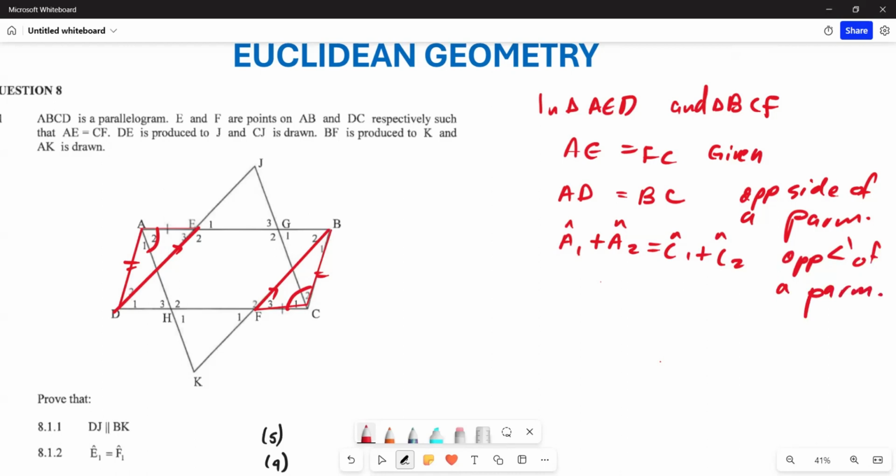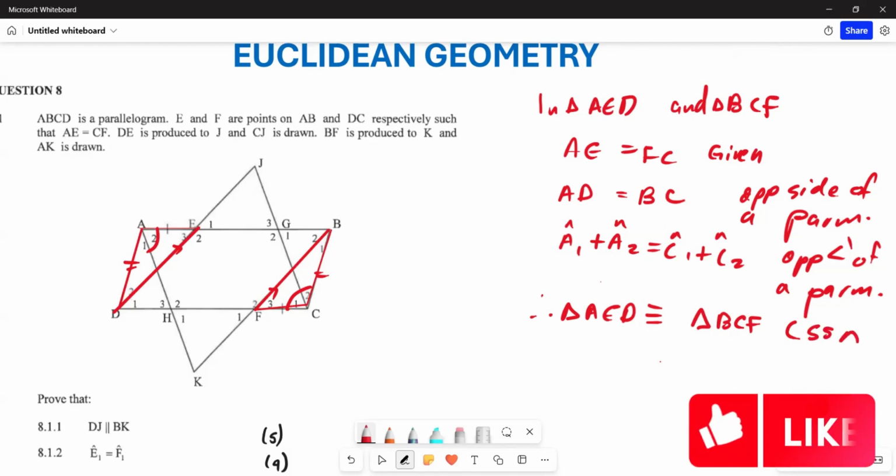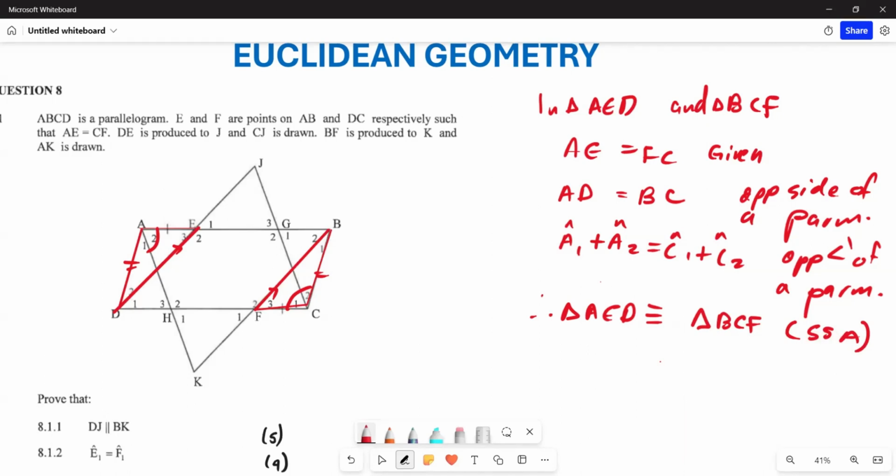So I've proven three things now. I can then write my conclusion that therefore triangle AED is going to be congruent to my triangle BCF. The reason that I'm going to use here: I used a side firstly, a side secondly, and I used an angle, right? So basically that is going to be my reason to prove that, right?